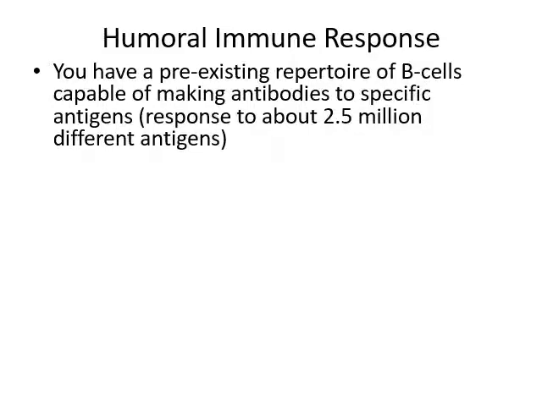Here's something that very few people know. The immune system has a pre-existing repertoire, kind of like a library of B cells that are able to make antibodies to specific foreign antigens. But we only have about 2.5 or 3 million different types of B cells that are capable of making around 2.5 or 3 million different types of antibodies that will bind to 2.5 or 3 million different foreign antigens. That's a lot, but we don't have an unlimited amount. Nevertheless, this is a simplified explanation, but the T helper cell then goes and finds a B cell that can make an antibody that can bind to that particular antigen that it was just presented with by the antigen presenting cell.